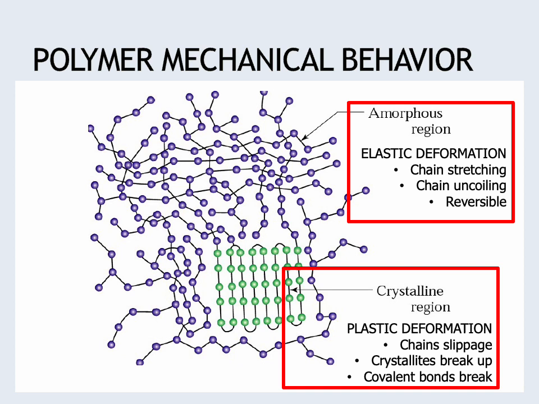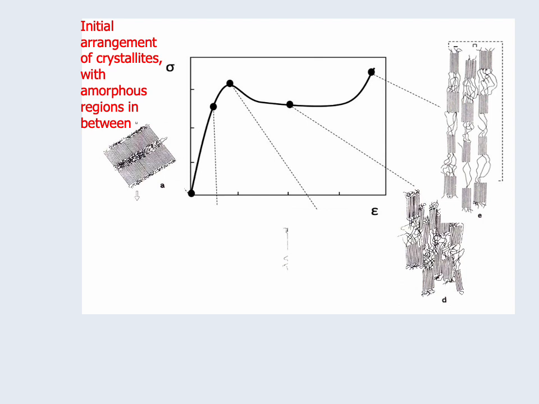So the behavior of a polymer is going to be a function of the amorphous region. This allows for the chains to stretch and uncoil. So that is elastic deformation. The amorphous region will give us elastic deformation. The crystalline region will resist plastic deformation. So the extent of plastic deformation will be controlled by the crystalline region. So a typical stress strain curve, I've got a polymer that looks like that. You see that there are regions of crystalline material, and between those are regions of random amorphous material.